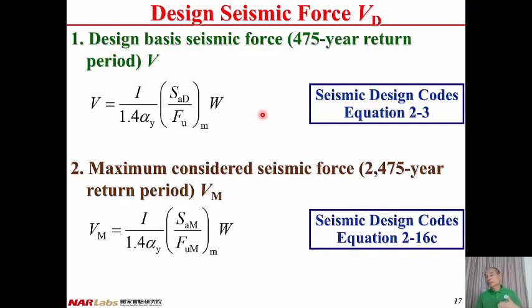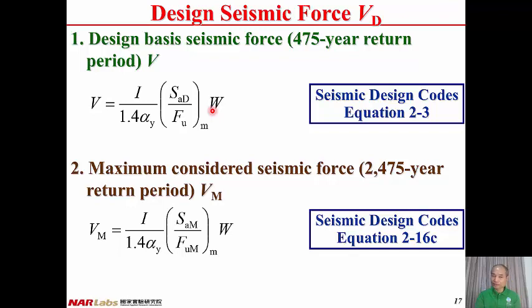And here is a step-by-step procedure to determine design seismic force VD. The first one, step 1, from seismic design codes, equation 2-3, then we can have design basis seismic force corresponding to 475-year return period. V equals I divided by 1.4 alpha Y times SaD divided by Fu modification times W.